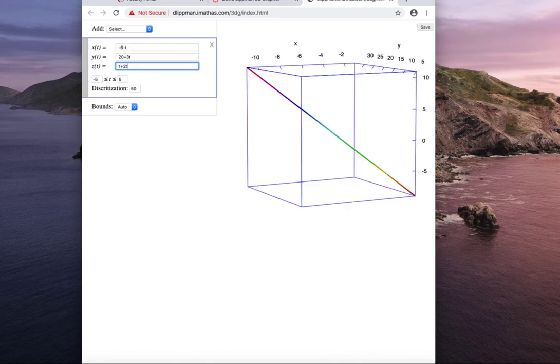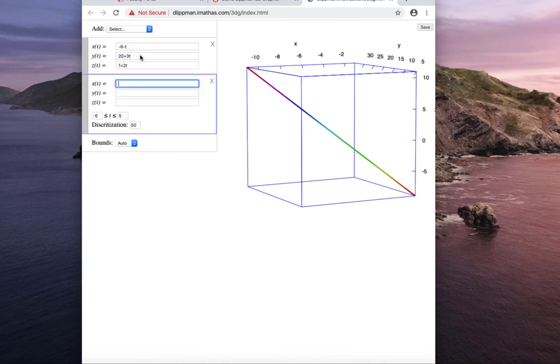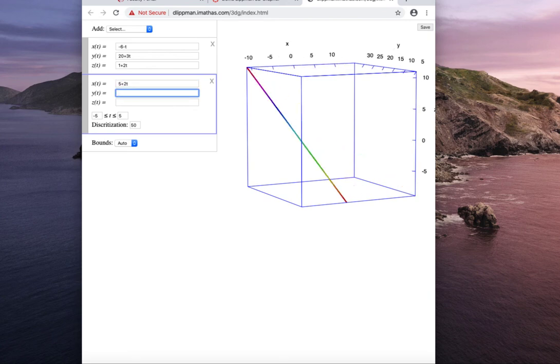And again, this is just on the course website, the link to this tool. All right, and now we need the other one. So a new space curve. And this one does allow me to use t for both of them. So instead of 5 plus 2s, I'll say 5 plus 2t, which is okay when I'm just graphing them, but we definitely wanted different letters for the algebra we were working out.